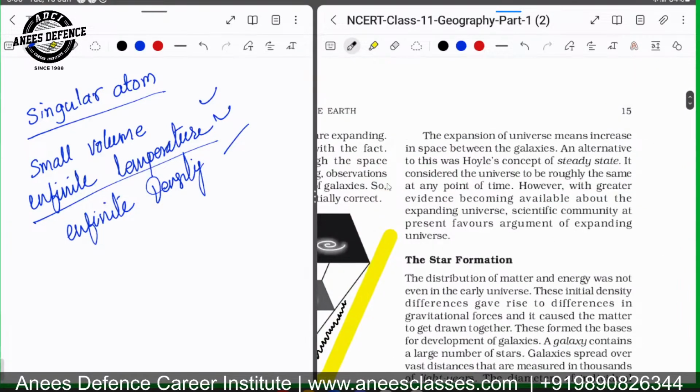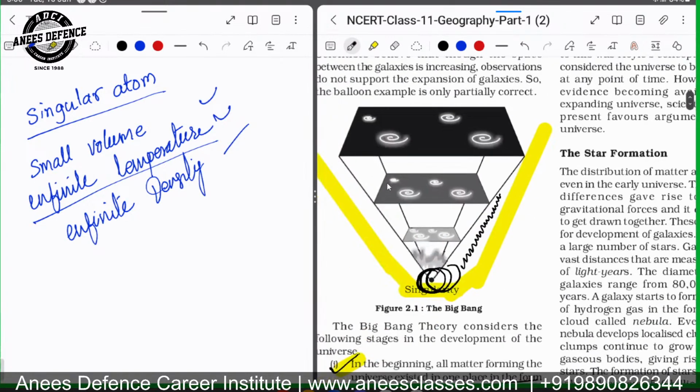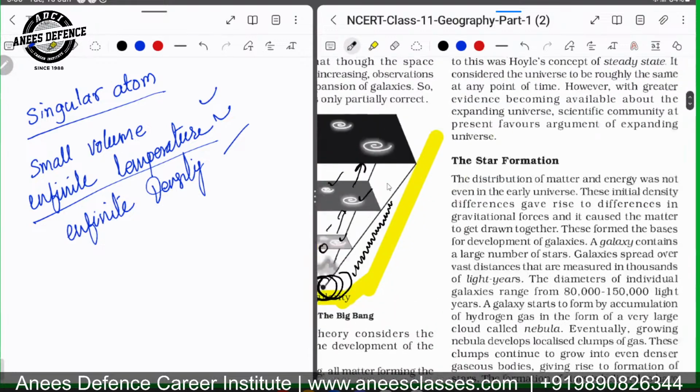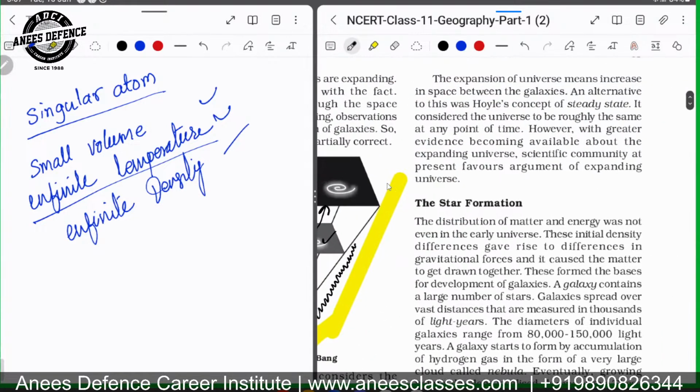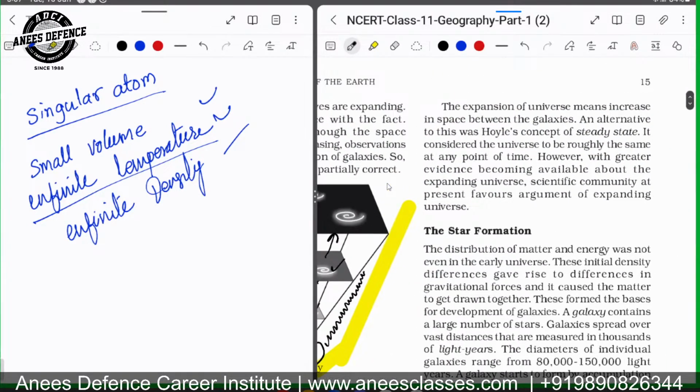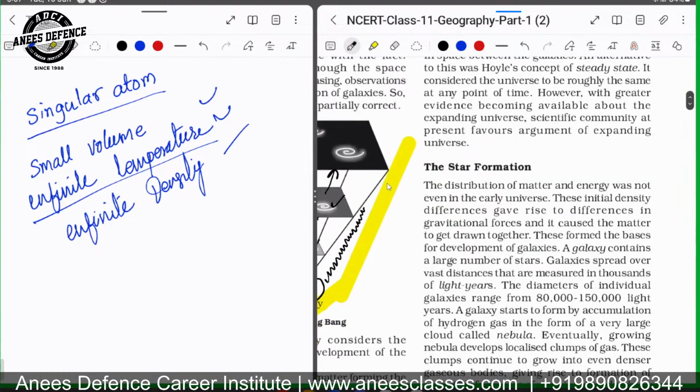The expansion of the universe means increase in the space between galaxies. Here galaxies are shown. Look, this is in the diagram on your right hand side. You can see my tick marks. This is one galaxy, this is another, this is another. Look at the distance between these four galaxies. Afterwards the distance has increased continuously, right? So we live in one of the galaxies, and that is called the Milky Way galaxy, or in Marathi it is called Akash Ganga. Okay, is it clear?